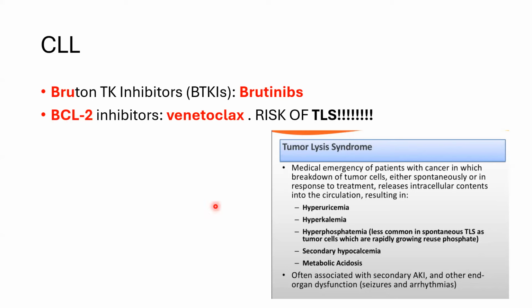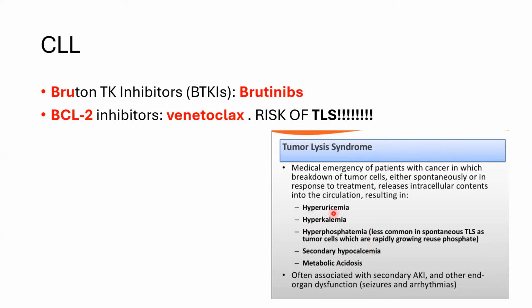Okay, what's tumor lysis syndrome? Usually, when we're using anti-cancer medications, we're killing the cancer cells, right? So sometimes that happens too quickly where many cells are going to break down. Many tumor cells will start breaking down. This will release a lot of the contents of the cells into the circulation. Okay, so when that happens, you'll have tumor lysis syndrome, which is hyperuricemia, hyperkalemia, hyperphosphatemia, hypocalcemia, and metabolic acidosis.